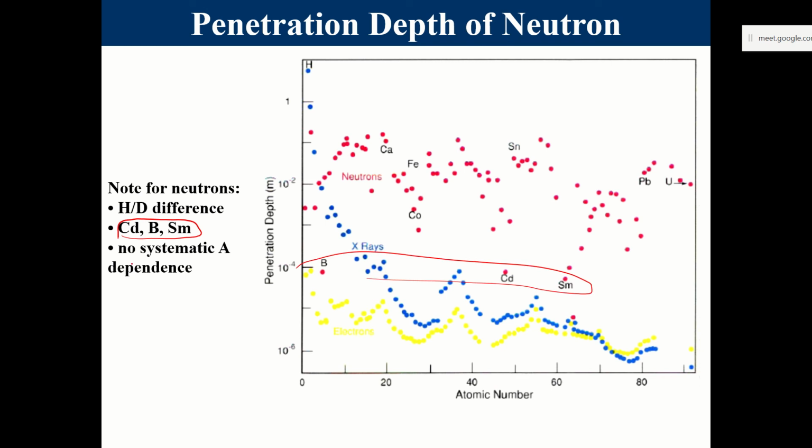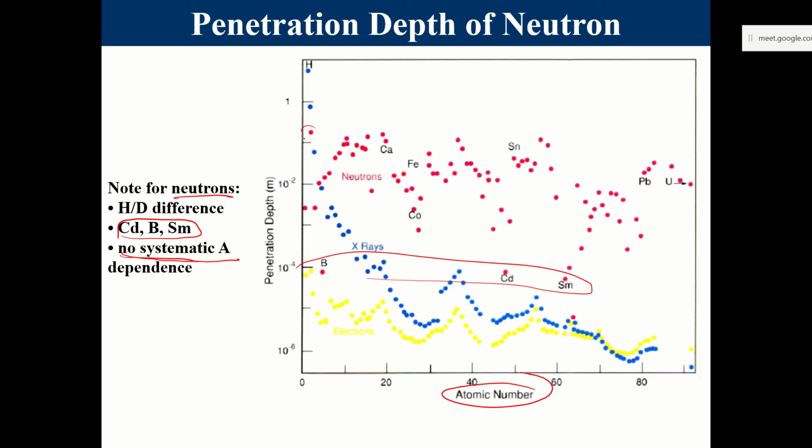We also find that there is no systematic dependence on the atomic number in the case of neutrons. But in case of X-ray diffraction, you have a clear dependence on the number of electrons. So atomic number dependence is all there. But for neutrons, you do not have a systematic dependence on atomic number. It is going in a zigzag pattern, like this. Okay.